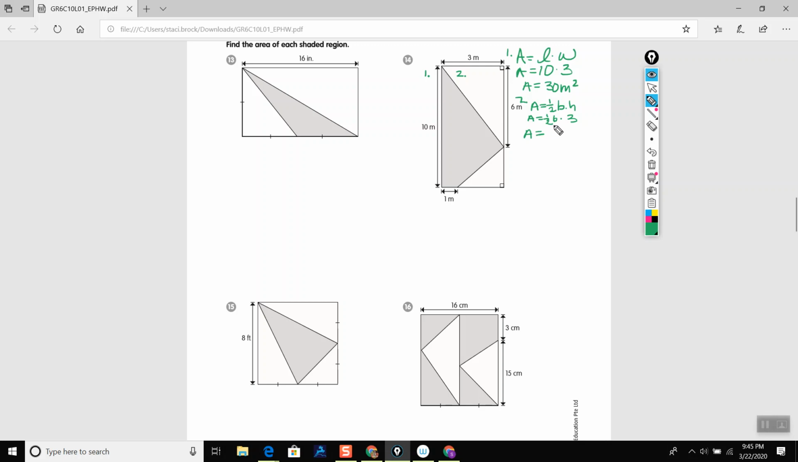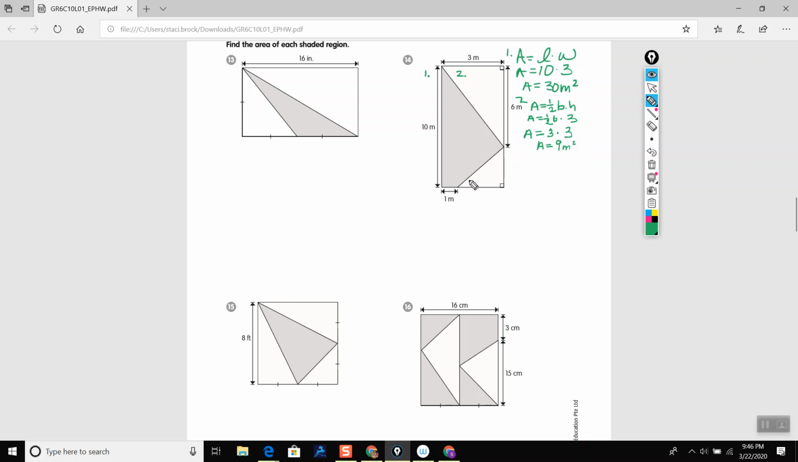And just for ease, I can take half of this whole sum, or I can take half of this first number. Either way I do it, I'm going to get the same answer. So let's take half of 6, so we get 3, and then we have to multiply that by 3. So we have an area of 9, because 3 multiplied by 3 is 9. Now, had I chosen to multiply these first, 6 multiplied by 3 is 18, and then half of 18 would be 9. So either way, I'm getting the same answer.